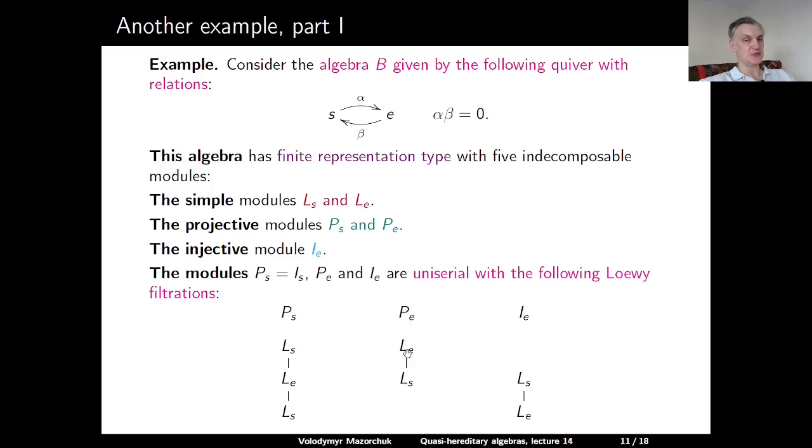Pe has length 2. We start at E, we have Le at the top, we follow beta, we come to S, we have Ls at the bottom, and then we immediately hit the relation. Similarly, IE has length 2. So we start at the bottom with Le, we can arrive to Le using alpha from Ls, and then we hit the relation. So IE has length 2 with top Ls and socle Le.